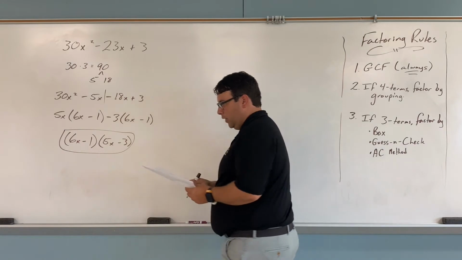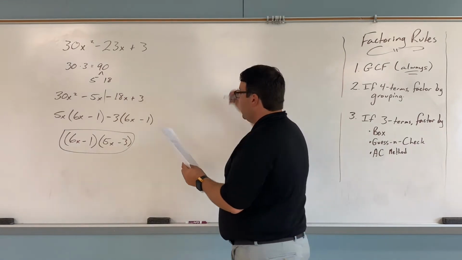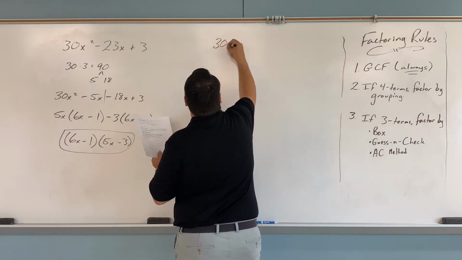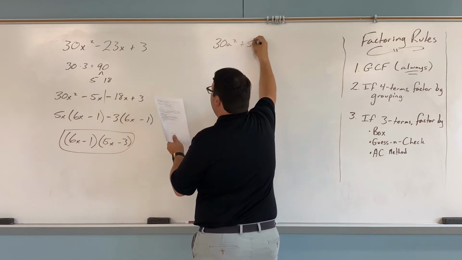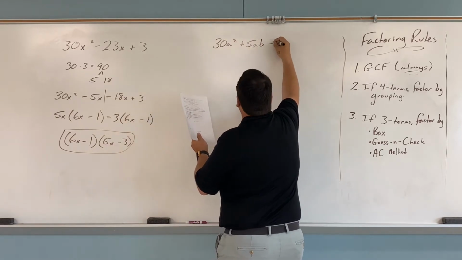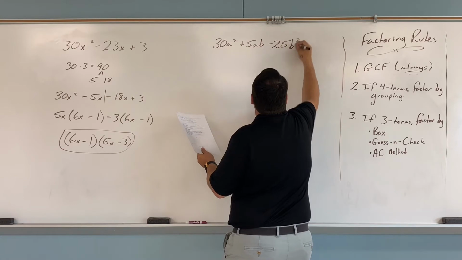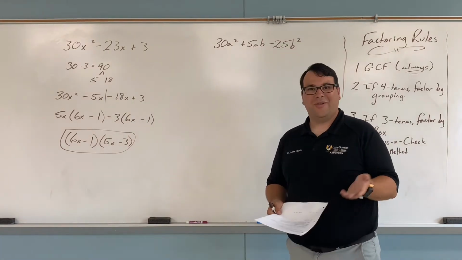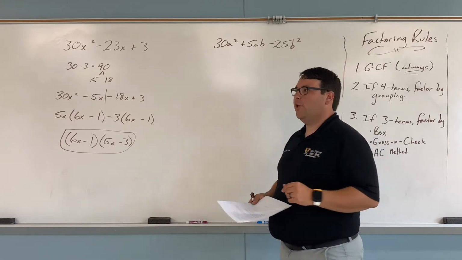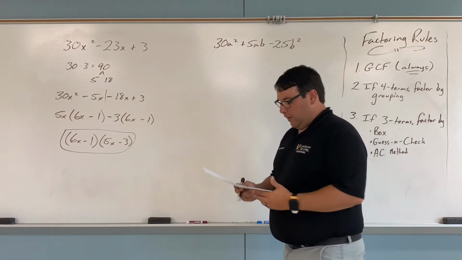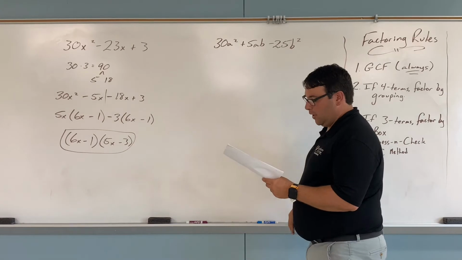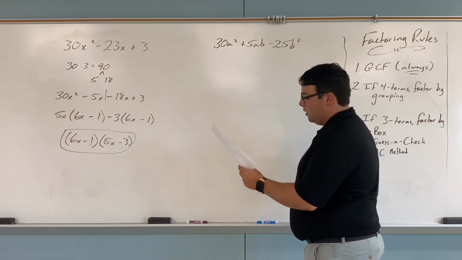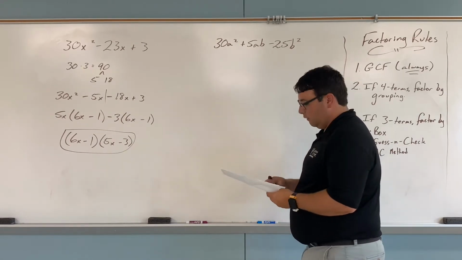While we're on a roll here, we have 30a squared plus 5ab minus 25b squared. Okay, sorry about that small little break in the video. That being said, our next problem is 30a squared plus 5ab minus 25b squared.